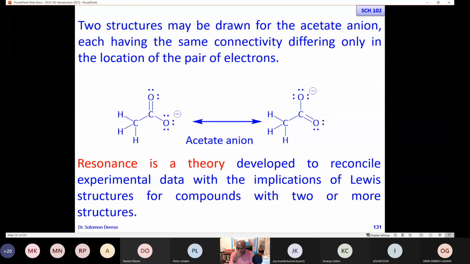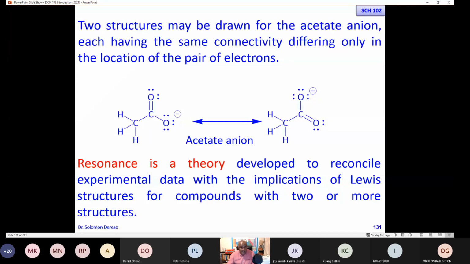Okay, now I don't want you to be confused and lose focus. We came into resonance because we failed to represent the structure of the acetate ion by a single structure. If, following the steps in drawing Lewis structures, you are able to represent the structure of a molecule by a single structure, then the theory and the experiment will be consistent. We don't need a new theory. The Lewis theory is enough to describe that.